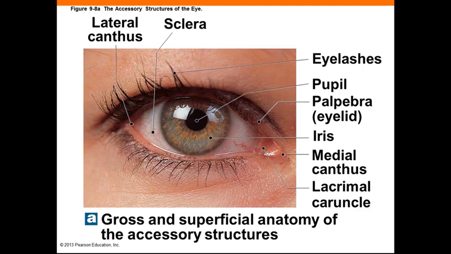So this is a great figure showing the placement of some of the accessory structures of the eye. The lateral canthus is on the outer side of the eye, whereas the medial canthus is closer to the nose or the middle of the face. And next to the medial canthus, note the lacrimal caruncle, which makes that gritty, sand-like sleep.